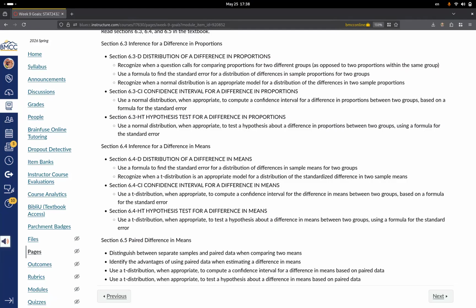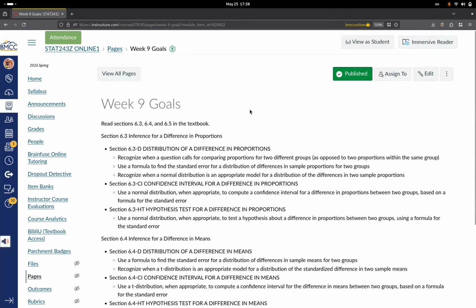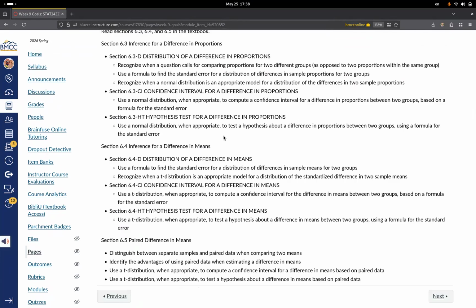Welcome to week 9 in statistics. This week, we are looking at finishing chapter 6 with 3 different topics: difference in proportions for 2 groups, difference in means for 2 groups, and paired difference in means.